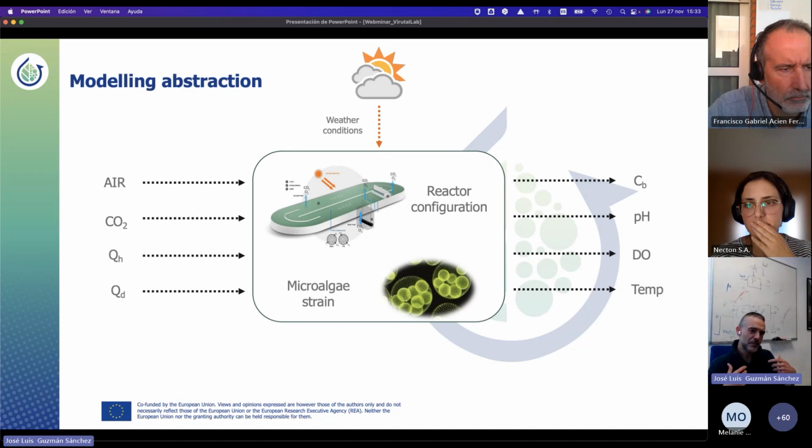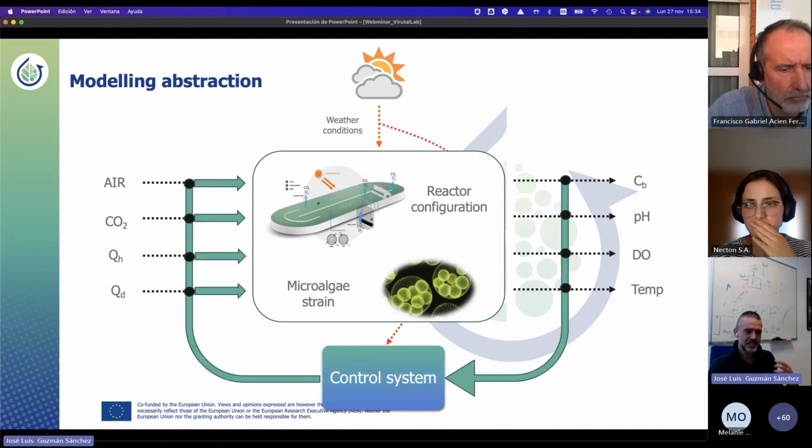But we can go even further, to see if we can improve the performance of the system by analyzing different automatic control strategies. As Gabriel mentioned before, this is a challenge nowadays, not only to improve the performance of the system, but also to reduce the running costs of the facilities.